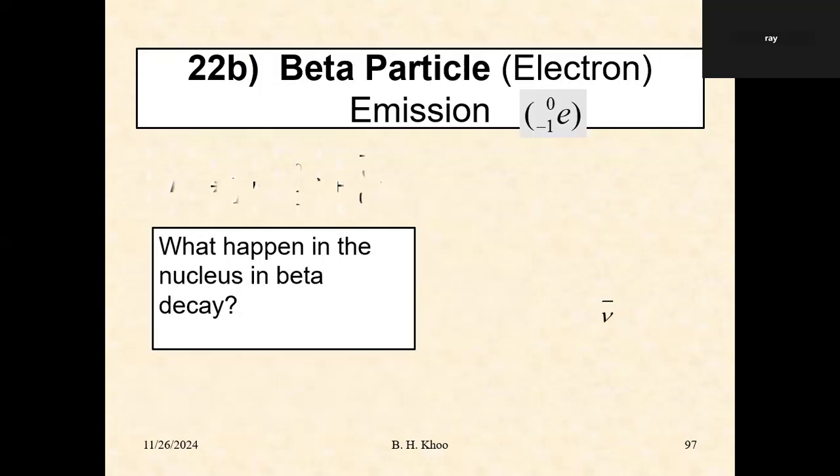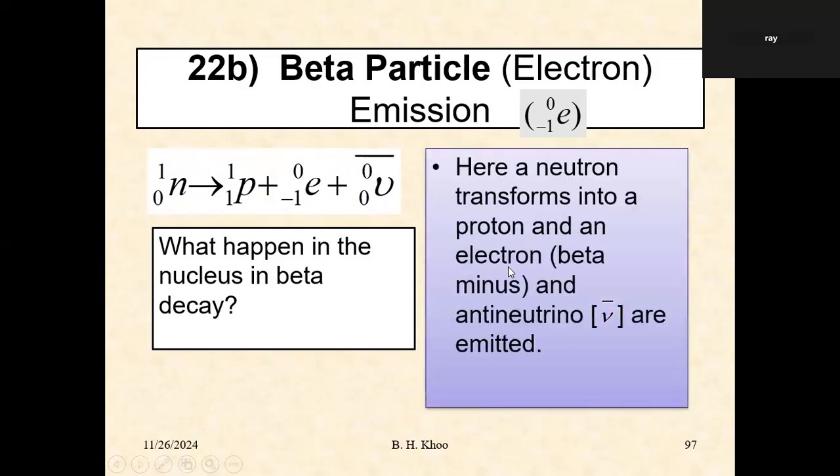What happened to the nucleus in beta decay? There's an alternative way of writing. A neutron changes to a proton, electron emitted, and then there's an antineutrino. Here, a neutron transforms into a proton, and an electron and an antineutrino are emitted. You can put an E there to tell you that it's an electron antineutrino.